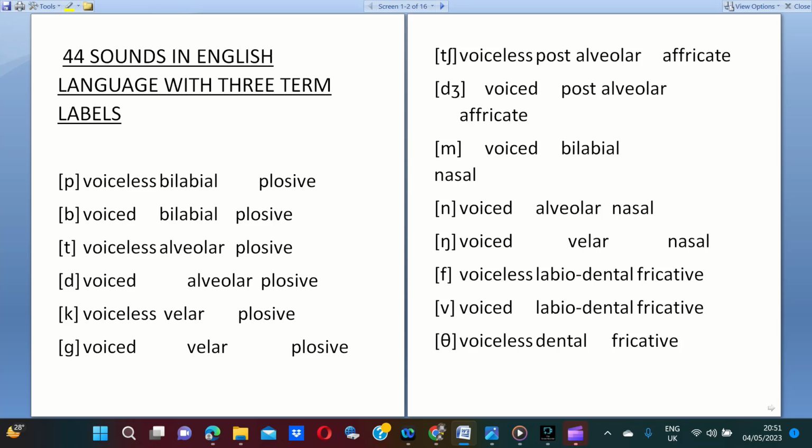Next, th, th. Here voiceless sound, dental. While producing this sound, upper teeth and lower teeth both are involved. It is called an interdental sound also. Here the tip of the tongue is placed in between the upper teeth and lower teeth, so it is called a dental sound. Fricative, we know the air comes out very slowly with friction. Voiceless, we know that it is voiceless.